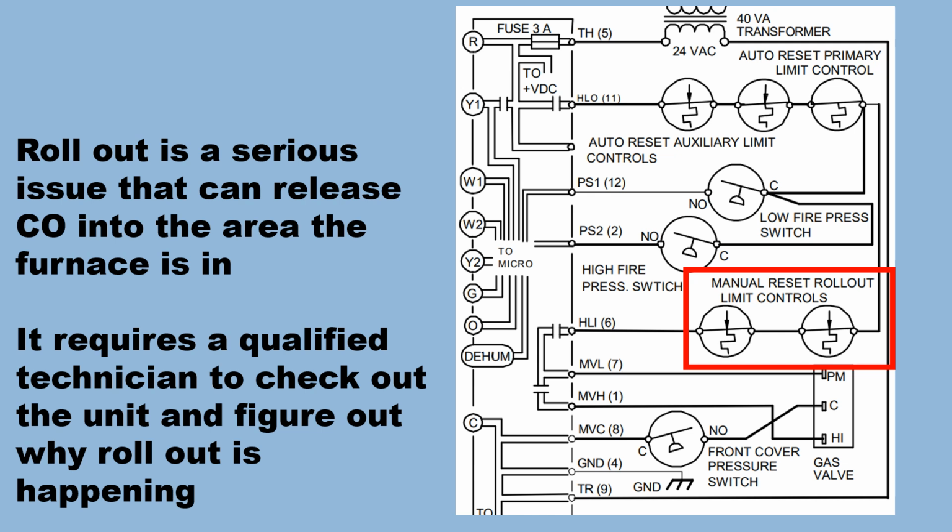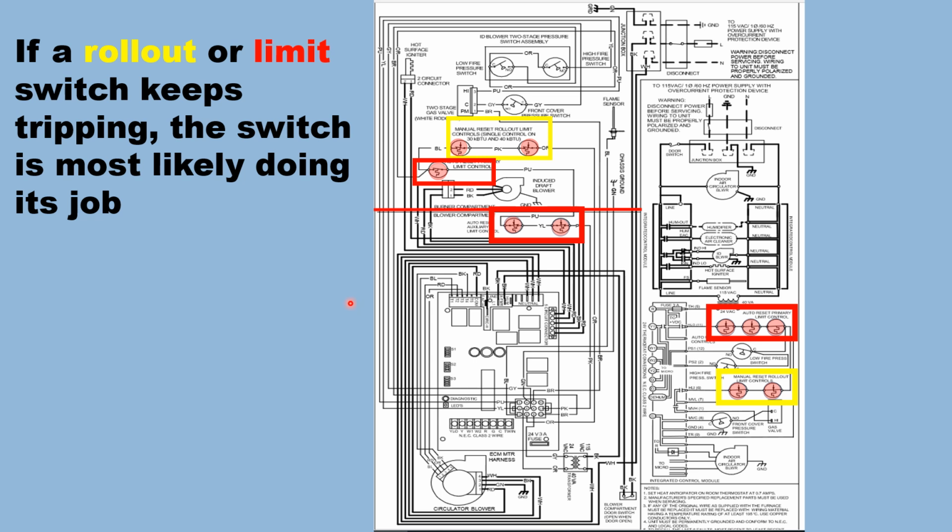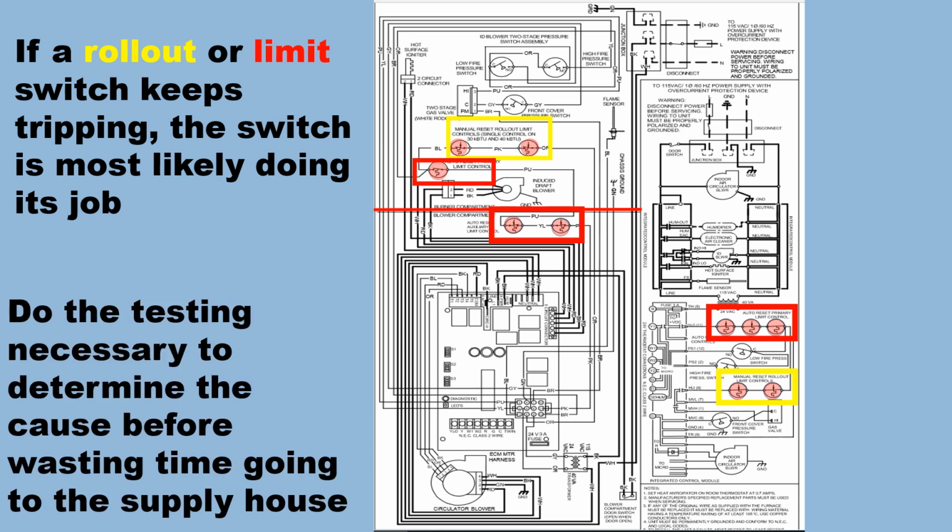Because remember, if it goes out on rollout, it doesn't come back on until somebody pushes the button of the rollout that's tripped. And if a rollout or a limit switch keeps tripping, the switch is most likely doing its job. My suggestion would be to do the testing necessary to determine the cause before wasting time going to the supply house. And we will talk about those tests specifically in the third video.